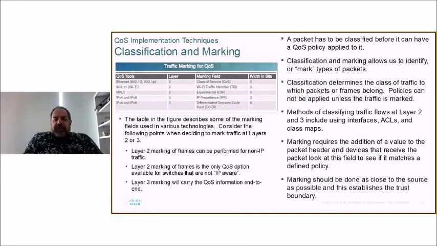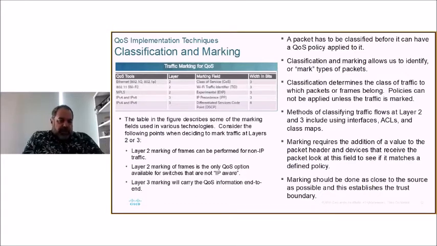So with classification and marking, a packet has to be classified before it can have a QoS policy applied to it. Classification and marking allows us to identify or mark types of packets. Classification determines the class of traffic to which packets or frames belong. Policies cannot be applied unless the traffic is marked. Methods of classifying traffic flows at layer 2 and layer 3 include using interfaces, ACLs, and class maps. So how do we pick out this traffic? Marking requires the addition of a value to the packet header, and devices that receive the packet look at this field to see if it matches defined policy. Marking should be done as close to the source as possible, and this establishes the trust boundary.